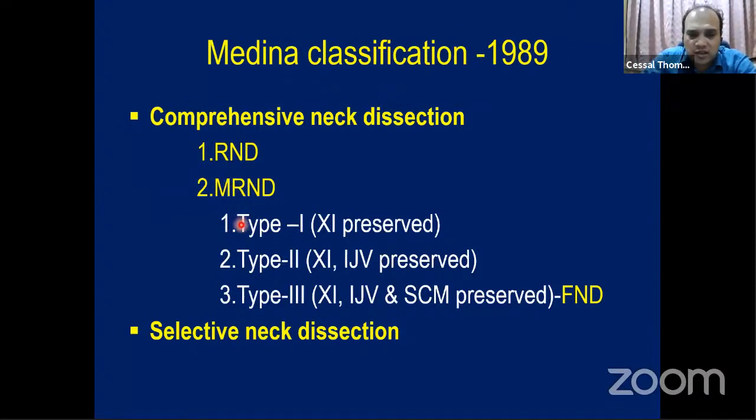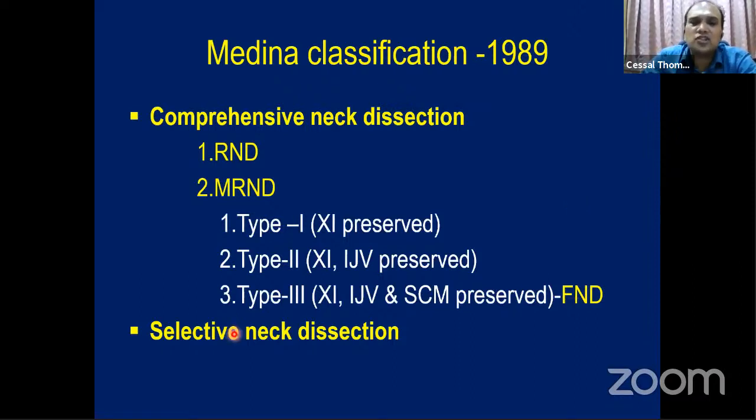When we can preserve, you can preserve the spinal accessory nerve, internal jugular vein, and sternocleidomastoid muscle, both the nerve as well as the vein. It can be preserved. That is called the type 3 of the MRND based on Medina classification. That is called the functional neck dissection.